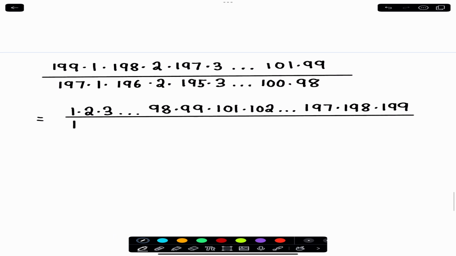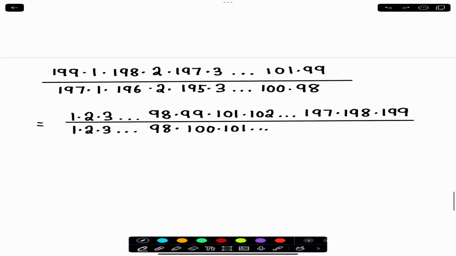And then on the bottom, you can see we have a 1 times 2 times 3 all the way to 98. But this time we're going to skip 99 and then we're going to start from 100 times 101, and this will continue until 195 times 196 times 197.